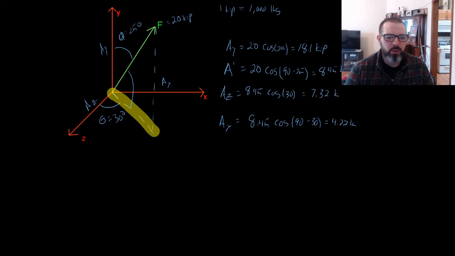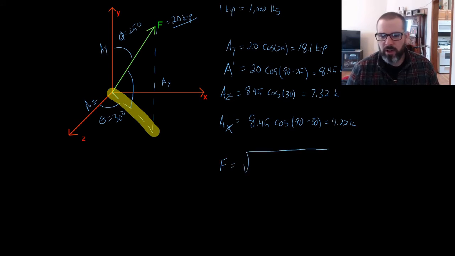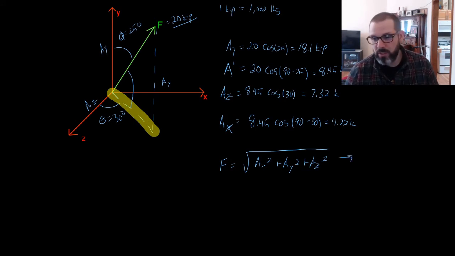Now, when we're doing work, understanding if we did it right is really important. So what we did is we took a 20 kip force and broke it into its AY, AZ, and AX components. If we put it back together, it should equal these 20 kips. So if I say the force is equal to the square root of AX squared plus AY squared plus AZ squared, it needs to be equal to, in the end, 20 kips.